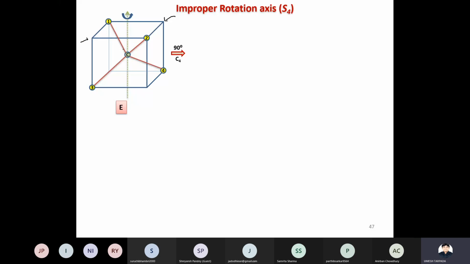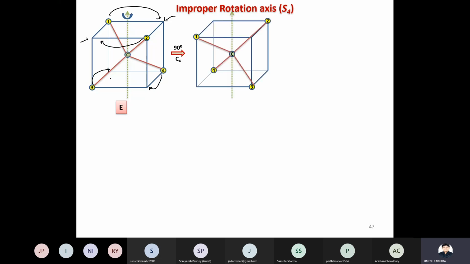If you rotate it by 90 degrees, where will 1 go? Will it come to the place of 2, or to the next point here? Right? Yes, good, it will come here, fine. And 2 will come over here. Similarly, see 4 is coming to here and 3 is coming to here. So you are getting this result.